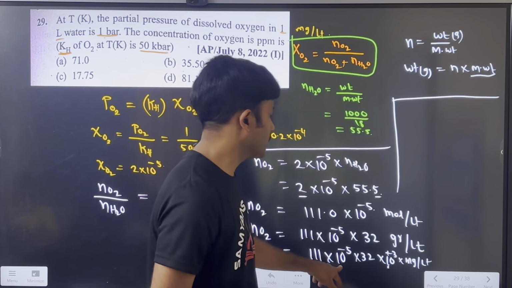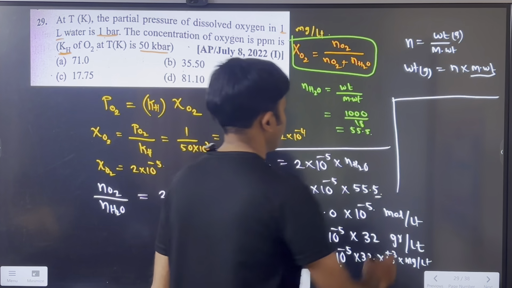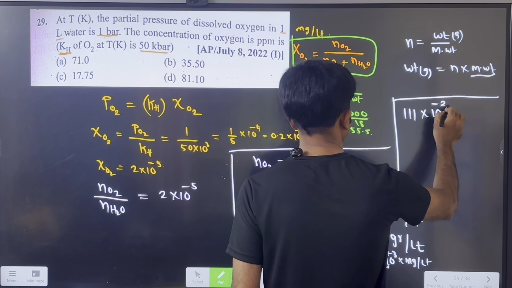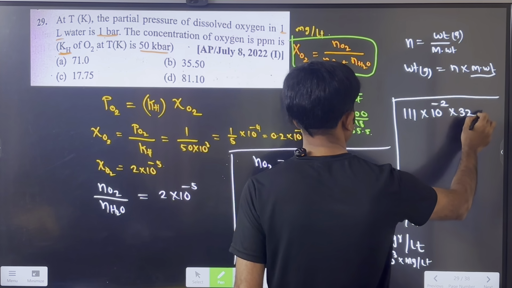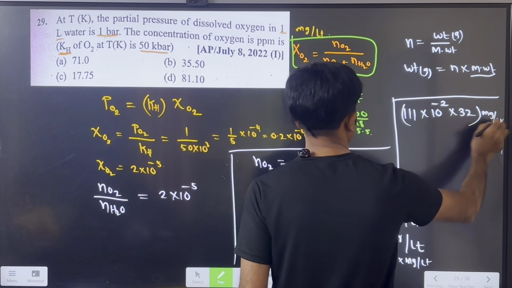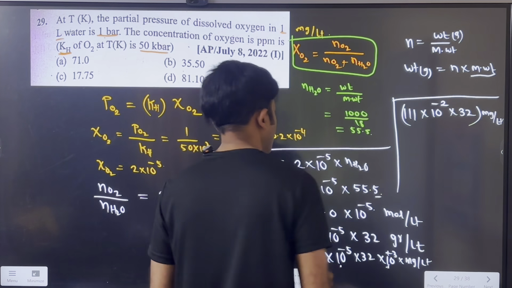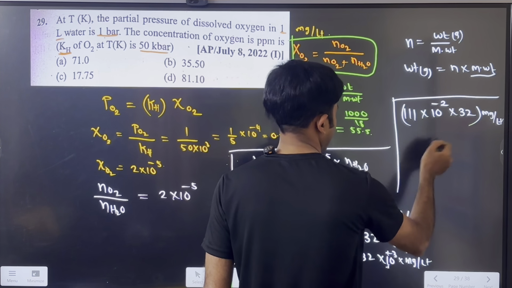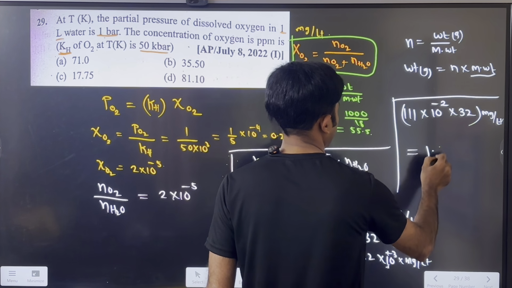So 1.11 into 10 to the power of minus 5 plus 10 to the power of 3 is how much here? 1.11 into 10 to the power of minus 2 into 32, and you will get this value in milligram per liter. This is equal to the number of moles of oxygen in milligram per liter, the oxygen concentration in milligram per liter. How much you will get here?